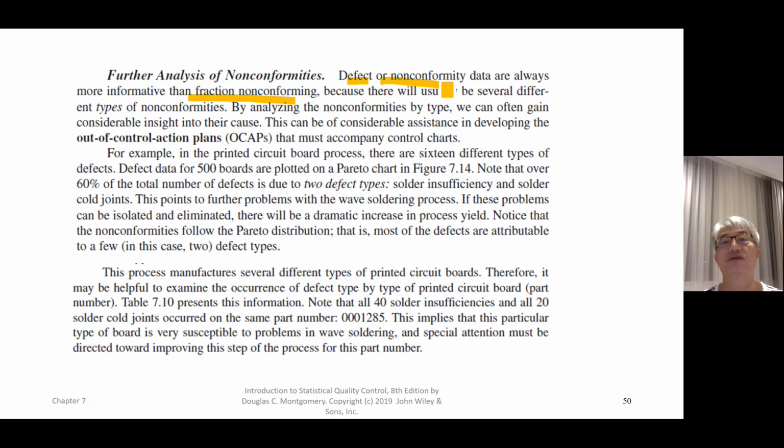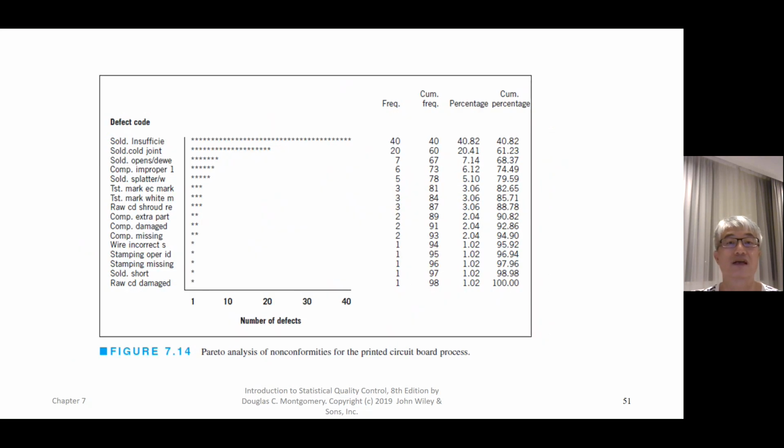I would like to further analyze what the subsequent action is, the subsequent instruction that should guide the practitioner to proceed in order to perform quality improvement. So, for example, in the printed circuit board process, there are 16 different types of defects. Defect data for 500 boards are plotted in the Pareto chart in figure 7.14, like here. So this is a Pareto chart, okay?